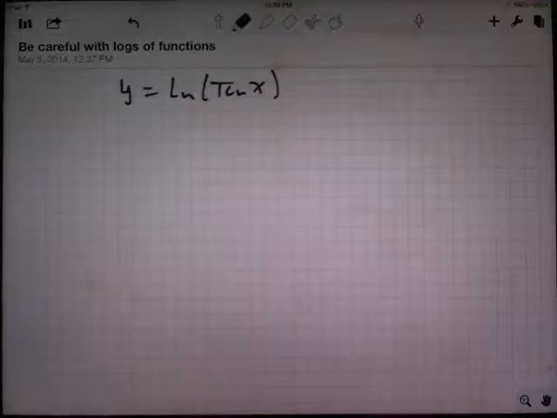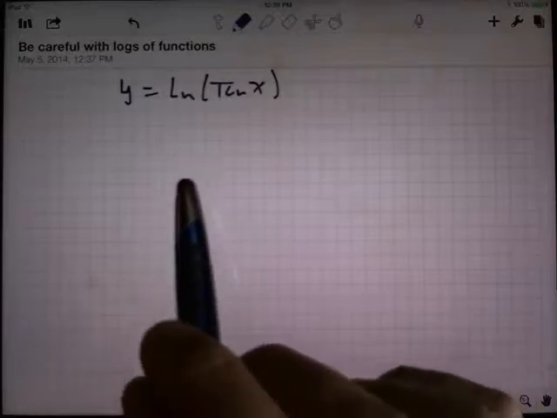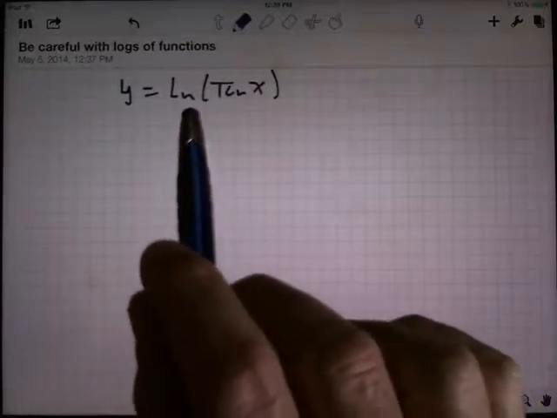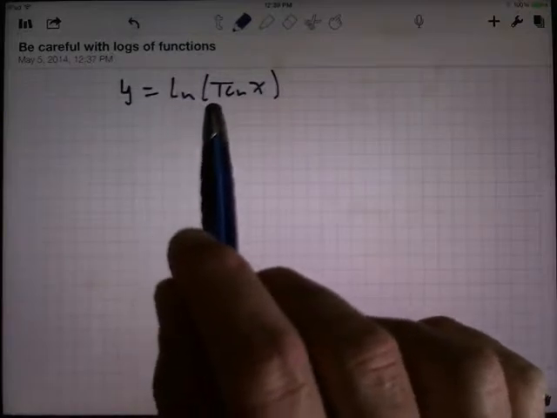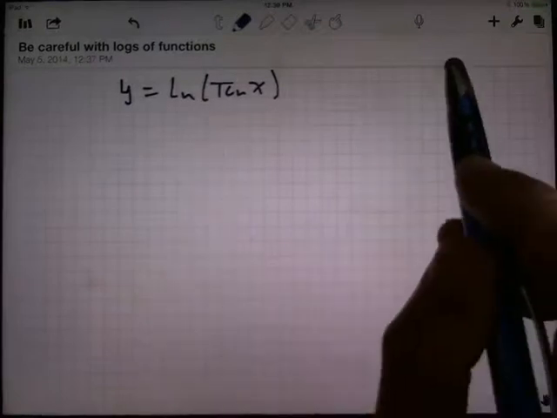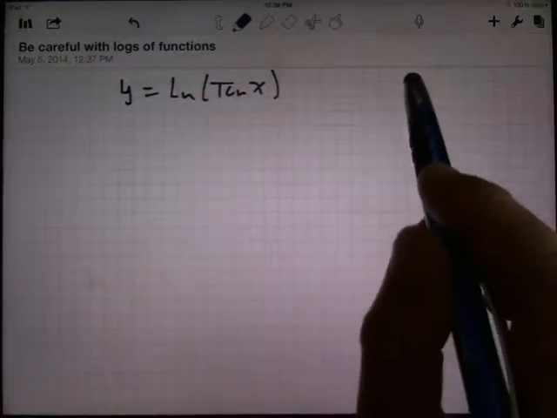I want to warn you about a very common mistake that students make. I see it quite often with logs, but it really boils down to misunderstanding notation. All right, this is function notation, which looks a lot like multiplication, but it isn't.